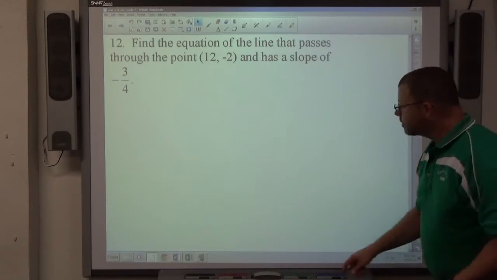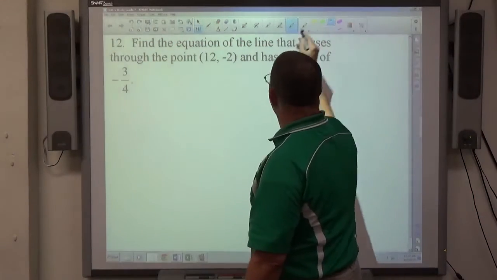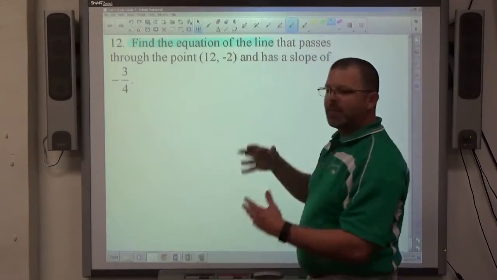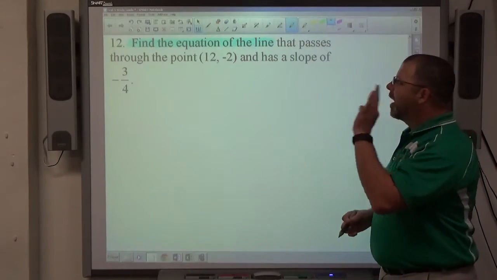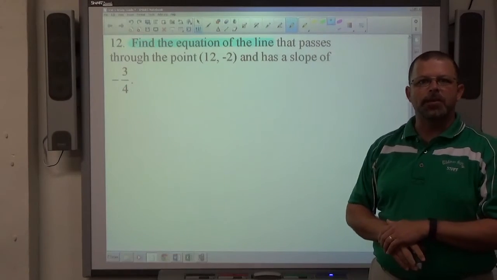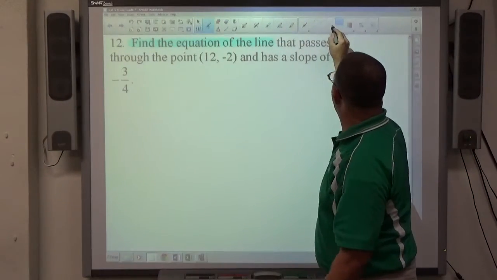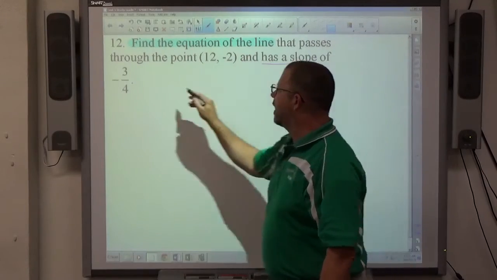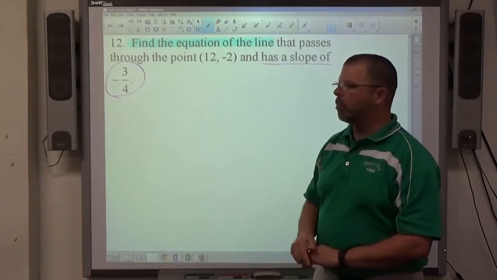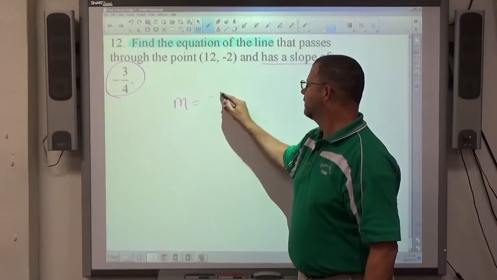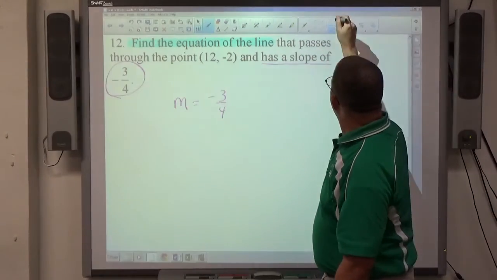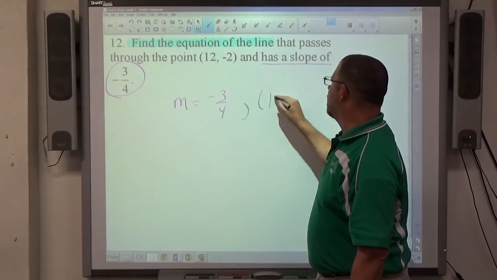Number 12. Once again, find the equation of the line. So we're looking for y equals mx plus b here. And when I see those 6 words, the first question I ask myself is, how do I find slope for this problem? This one's very straightforward. Has a slope of negative 3/4. There's how you find slope. Slope is negative 3/4. Okay. My point that it passes through is 12 comma negative 2.